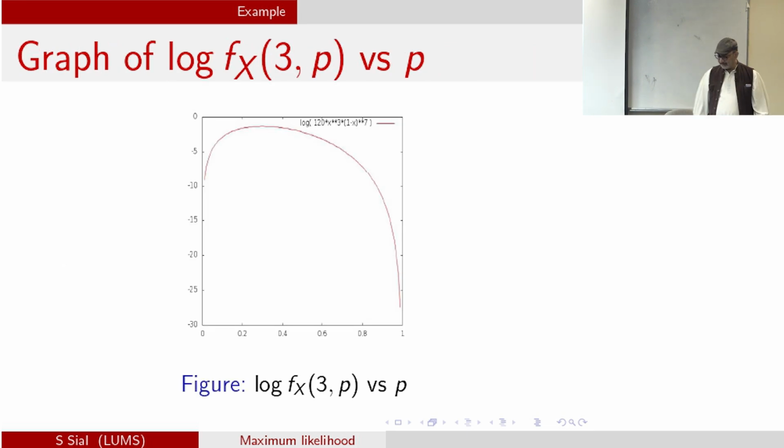Now I had that original function, capital L, which was f sub X of 3 given p. If I take the logarithm of that, I get this function instead. It's still a function of p going from 0 to 1, and the maximum value of this function is still occurring at p equal to 0.3. So that's one example of this idea of maximum likelihood estimation of a parameter.